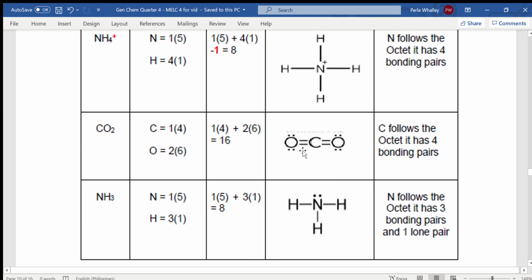So, this double bond, this is 2, 4, 6, 8. 2, 4, 6, 8. So oxygen follows the octet rule. How about carbon? 2, 4, 6, 8. Now, it follows the octet rule. Carbon follows the octet rule. It has 4 bonding pairs. 4 bonding pairs times 2, 8 electrons.